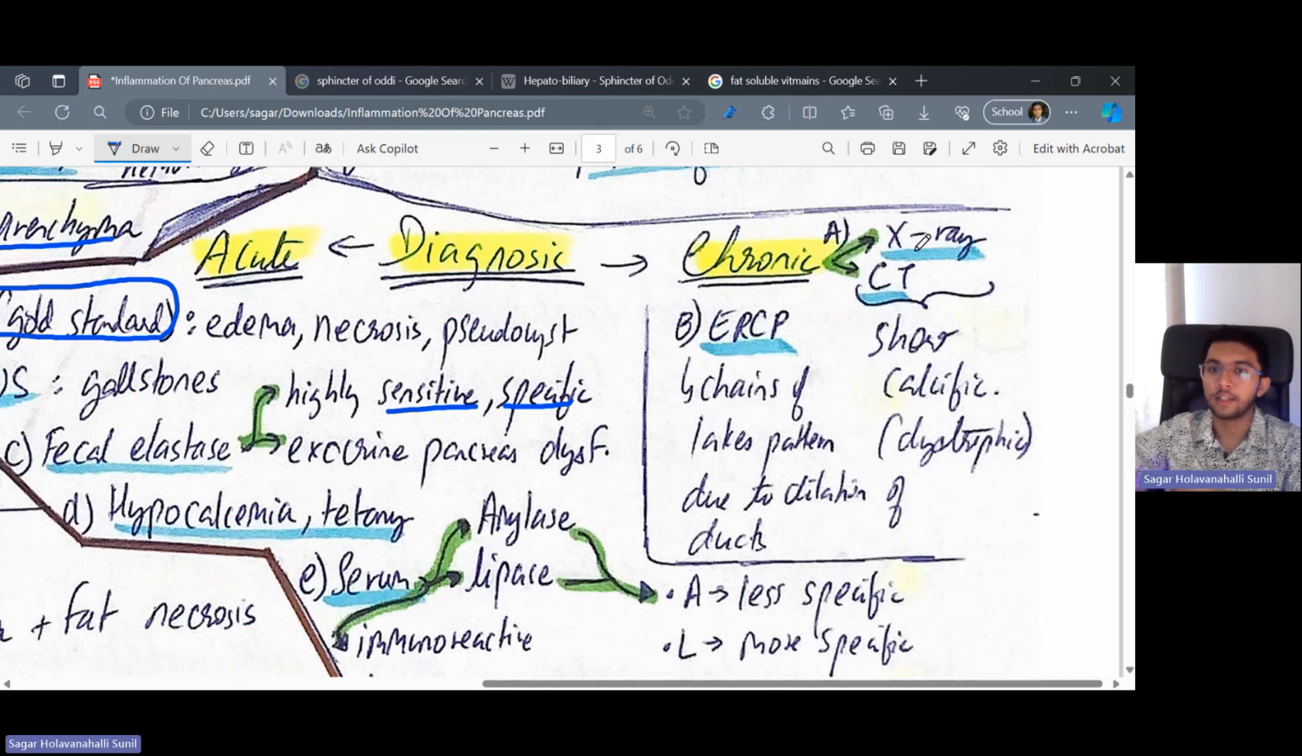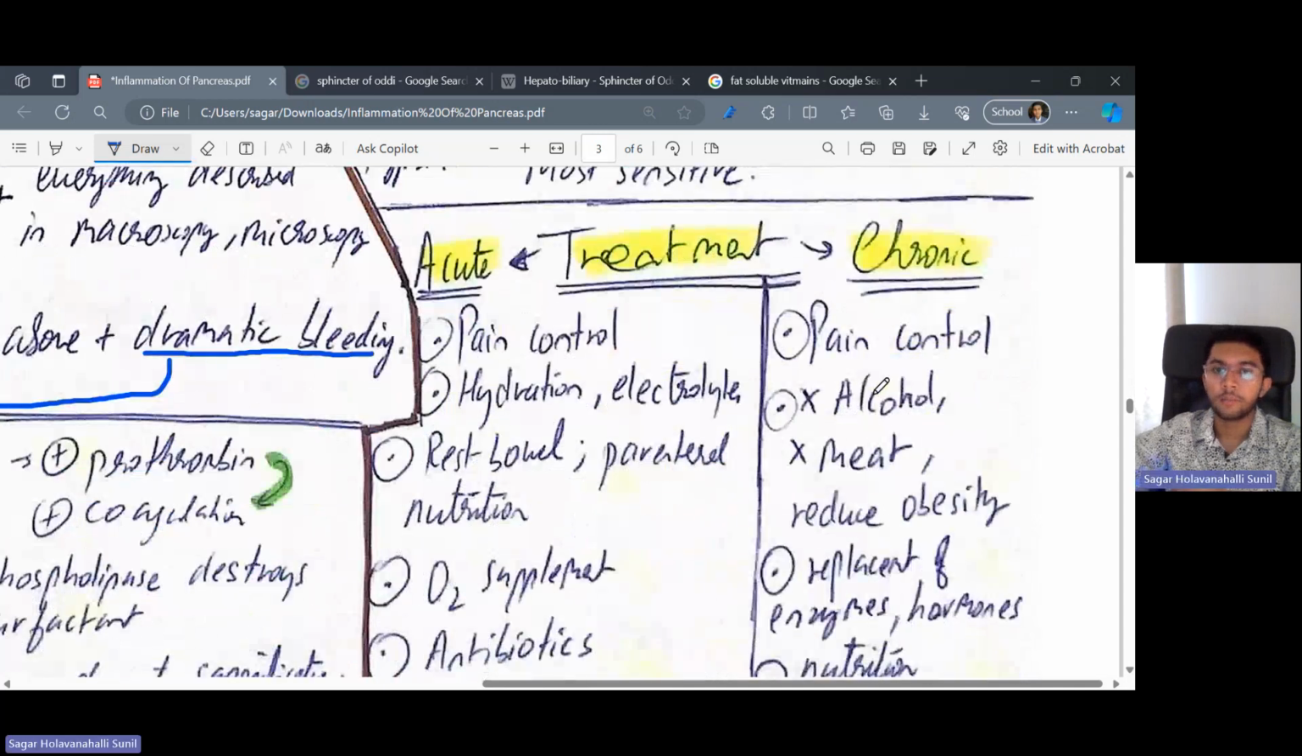Other than this, you have X-ray and CT scan. They typically show calcifications. I have a picture in the coming slides. And then you go for treatment. Acute and chronic, always remember pain control. Start thinking from the most basic perspective. You have pain problems, there will be hydration problems, and electrolyte balance needs to be maintained.